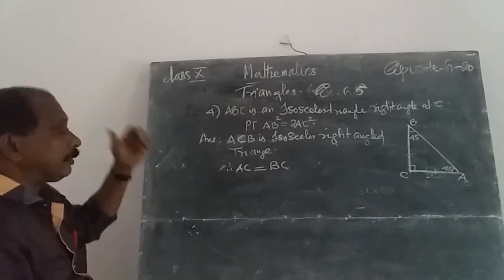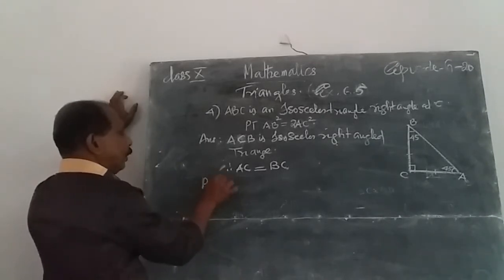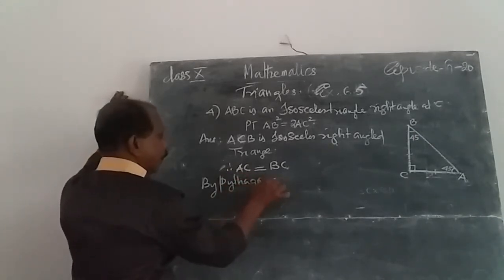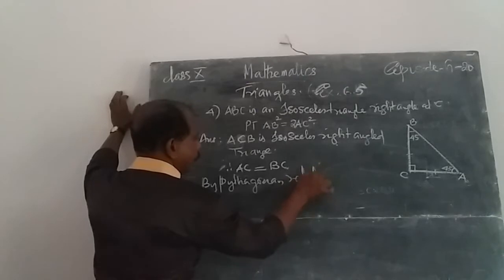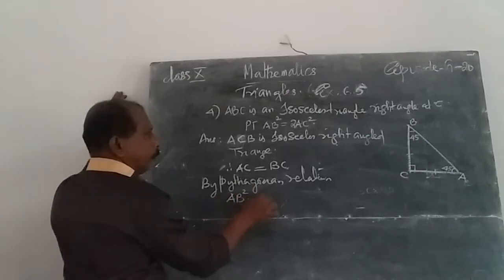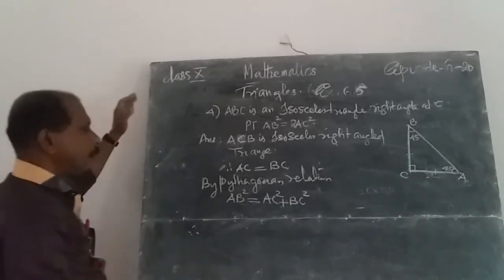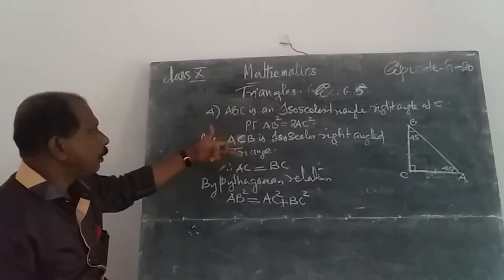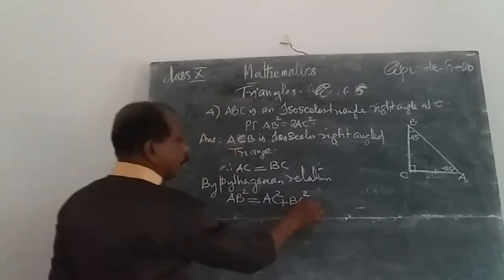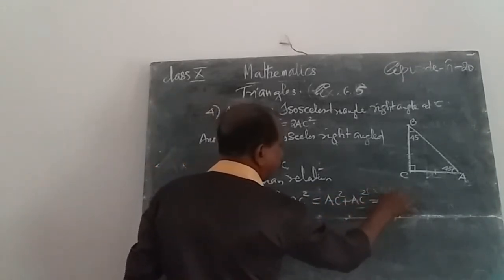Then what is AB? It is the hypotenuse. By the Pythagorean relation, AB square is equal to AC square plus BC square. What is BC? BC is replaced by AC. That is equal to AC square plus AC square. So equal to 2 AC square.